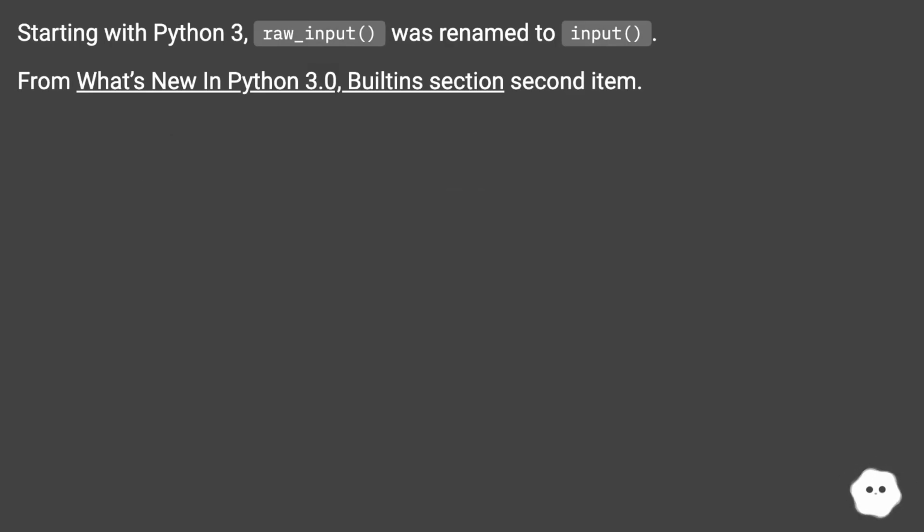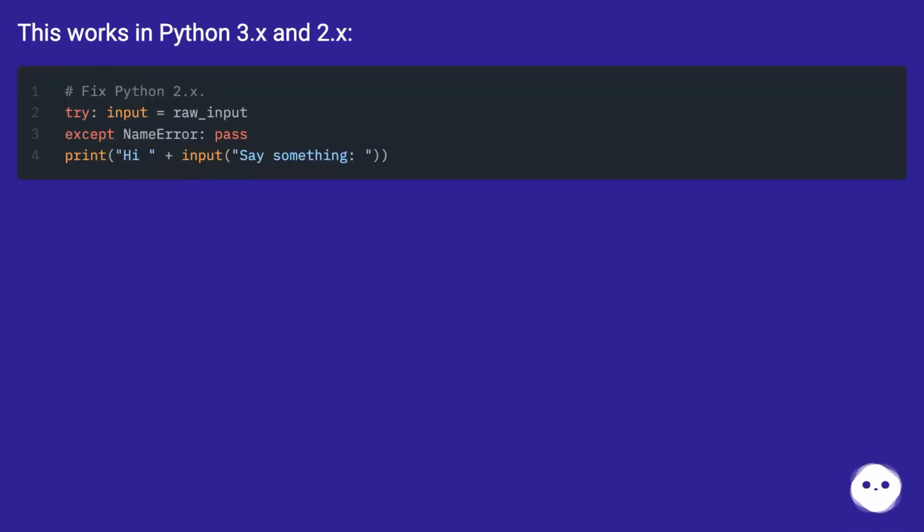Starting with Python 3, raw_input was renamed to input. From What's New in Python 3.0, built-in section, second item. This works in Python 3.x and 2.x.